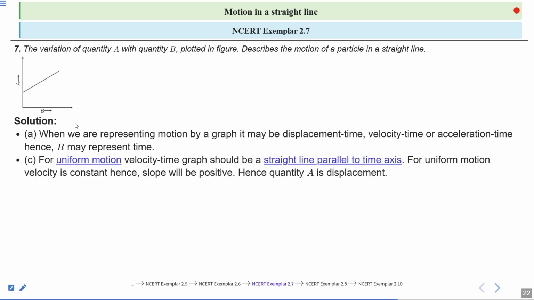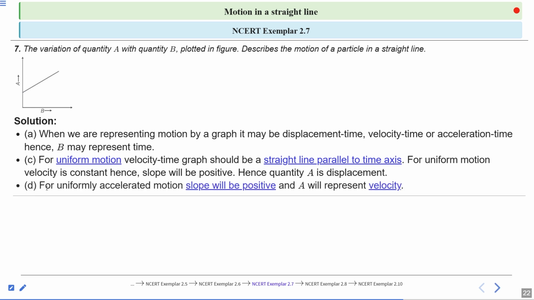If we talk about C, for uniform motion, the velocity time graph should be a straight line parallel to the time axis. And for uniform motion, velocity is constant, hence slope will be positive. Hence, quantity A is the displacement.